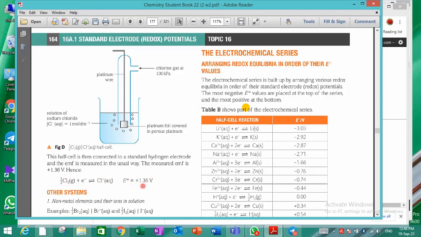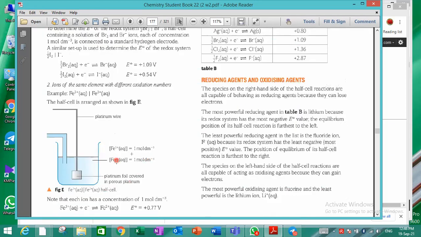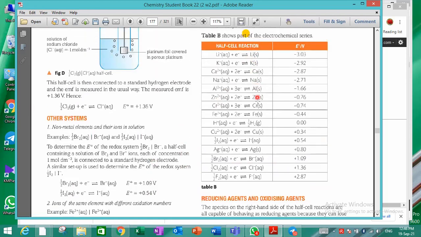That's why the E node value is 1.36, which means that the chlorine would gain electrons from the standard hydrogen electrode so that it is reduced to the chloride ion. And when we have a mixture of iron plus 3 and iron plus 2, we just connect the platinum wire to the platinum foil covered in porous platinum to the standard hydrogen electrode using the voltmeter. And we get different half cell reactions and different standard electrode potentials by every one of them being measured against the standard hydrogen electrode.